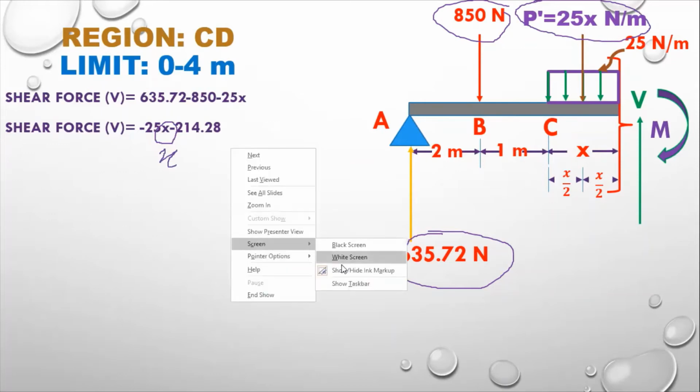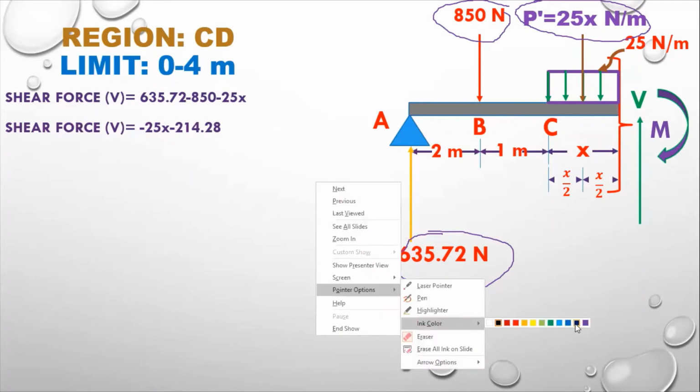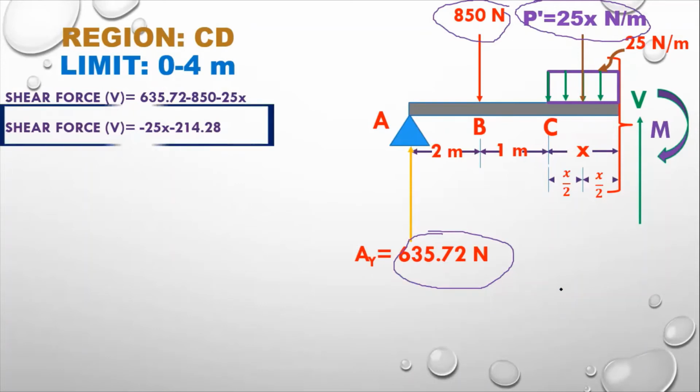Let me clear this screen. The next value will come over here. Let me take the pointer option in another color, and this will be blue. For example, the equation will be like this.